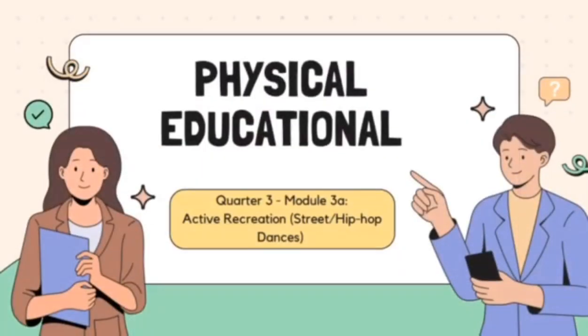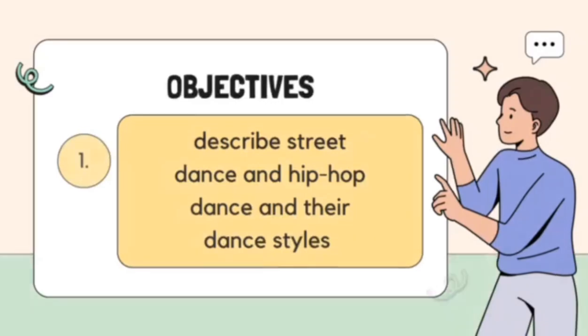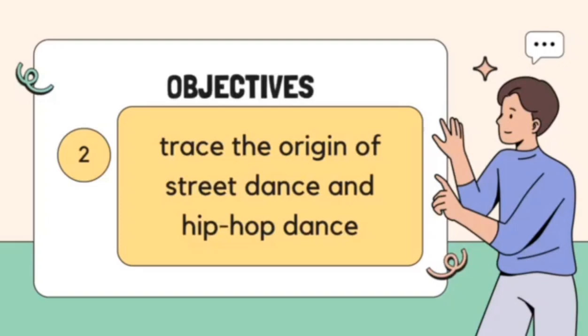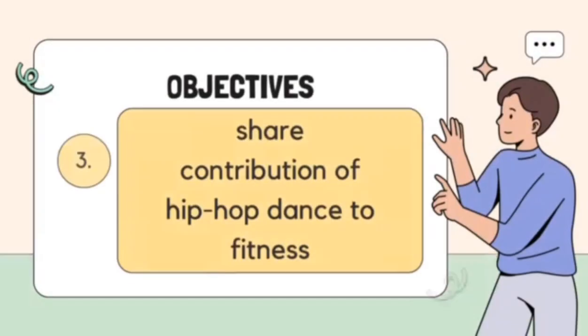Welcome to Grade 10 Physical Education Quarter 3 Module 3A. The objectives are: describe street dance and hip-hop dance in their dance styles, trace the origin of street dance and hip-hop dance, and share contribution of hip-hop dance to fitness.